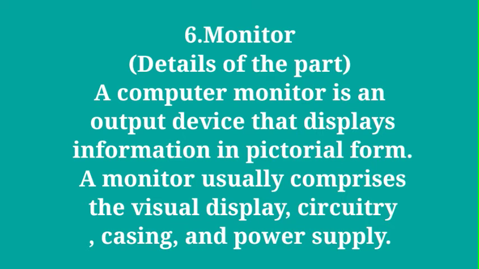Number 6. Monitor. Details of the part: a computer monitor is an output device that displays information in pictorial form. A monitor usually comprises the visual display, circuitry, casing, and power supply.